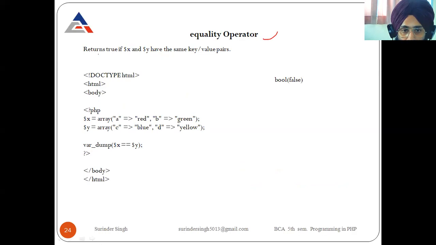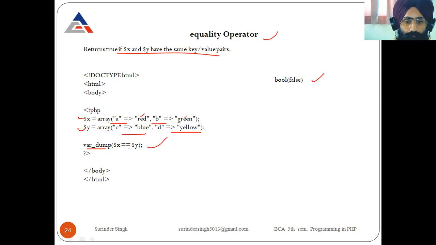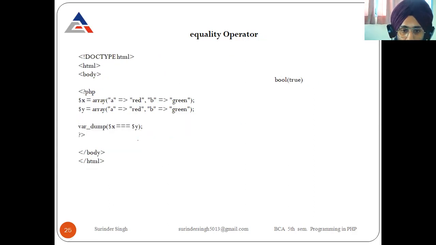Next is the equality operator. It returns true if both have the same key value pairs. Clear? See, in this x and y are both arrays. We have keys a, b and values red, green, but the y array has different values and different keys, and we are checking if x equals y. It returns false. We are using var_dump. The variable dump function returns the information about the variable or expression we are passing to it, like false, and the type is bool. Clear? The result of this is false.